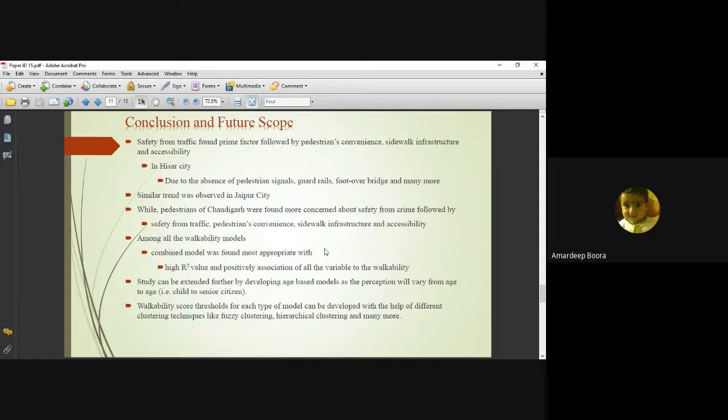So the study can be extended further for future scope by developing more age-based models based on the ages of the different pedestrians, who can be categorized into male or female, or a combined approach can be done. Like child to senior citizen, there will be different expectations of pedestrians in specific locations. Different vocabulary thresholds can be proposed using these models, and different methodologies like fuzzy clustering, hierarchical clustering, or many others can be used for the same.